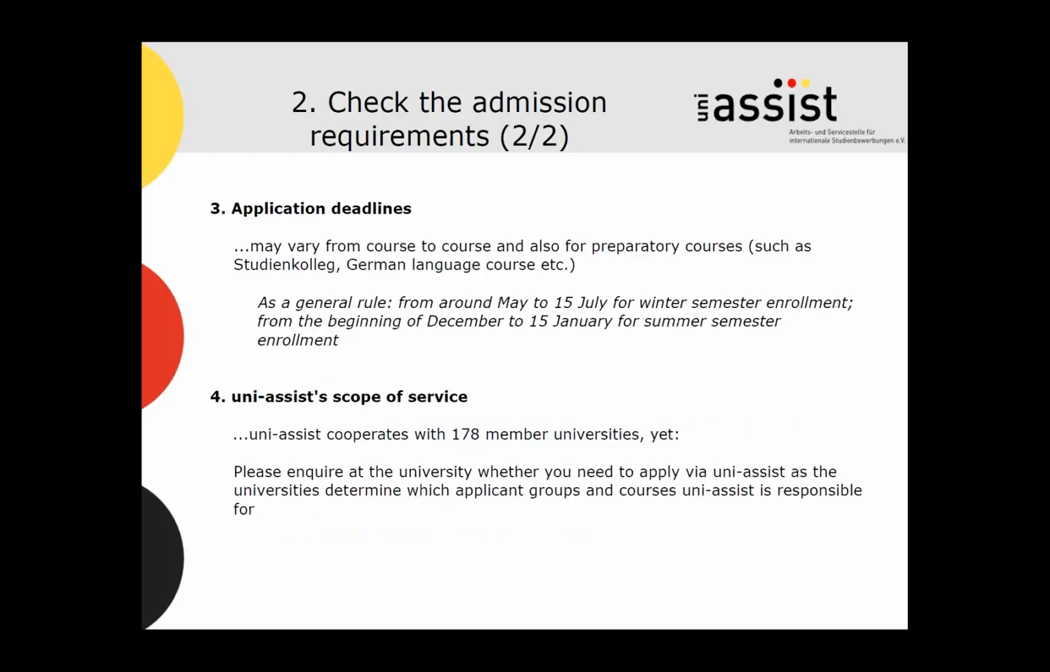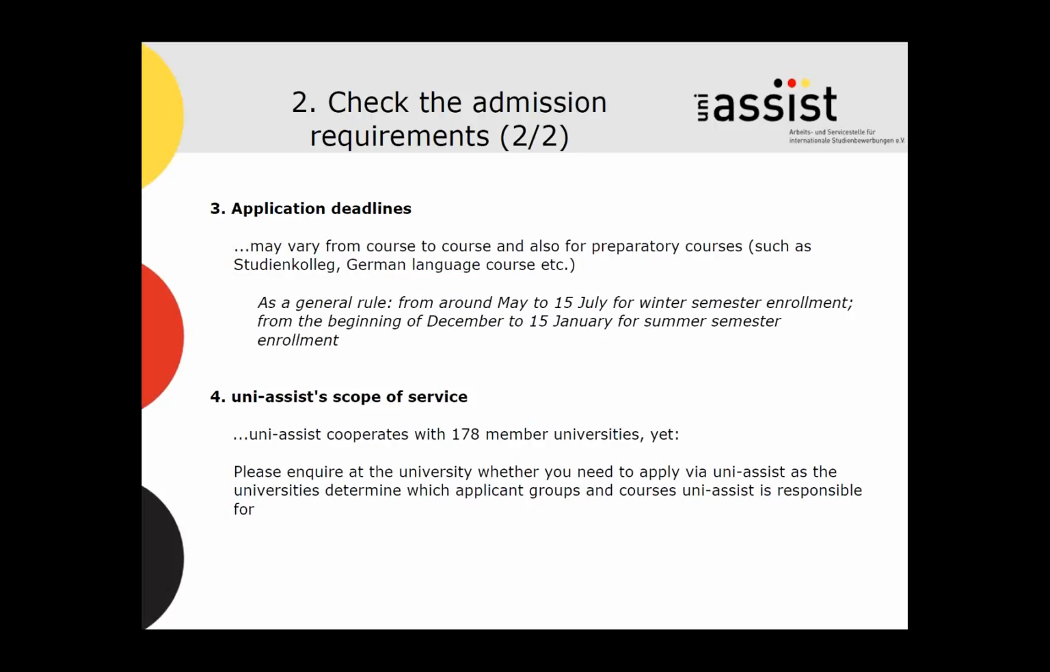The university of your choice will also inform you of the deadline that you have to meet. That may vary from course to course and also for preparatory courses, such as Studienkolleg, the German language course, or other deadlines that have to be met. Generally speaking, from around May to 15th July is the deadline for winter semester enrollment, and from the beginning of December to 15th January for summer semester enrollment, but these deadlines may vary.